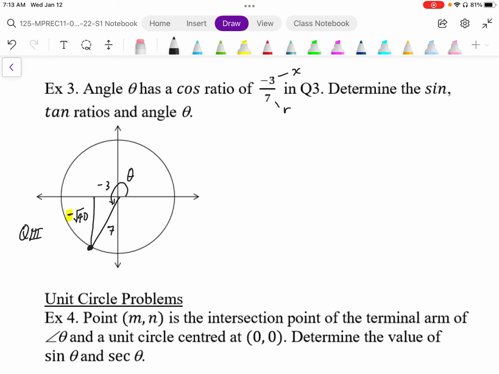So once I have this triangle, I can establish my sine and tan ratio. So sine theta is going to be the y positioning over the radius. The tan ratio is my slope, so it's going to go negative root 40 over -3. That's a positive slope, so root 40 over 3.